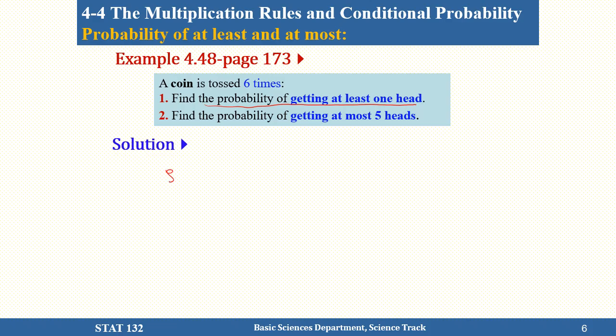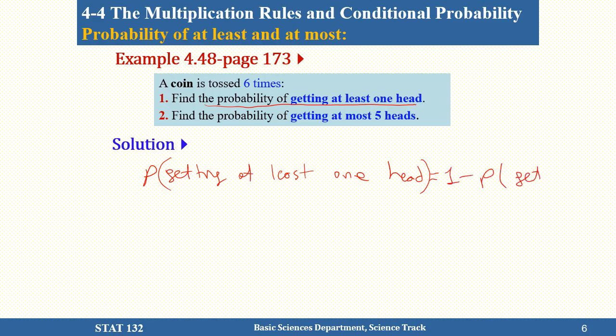So getting at least one head. What is its opposite or negation? Its negation is getting no head. So you can say the probability of getting at least one head is equal to 1 minus the probability of getting no head. Now this is easy to calculate.